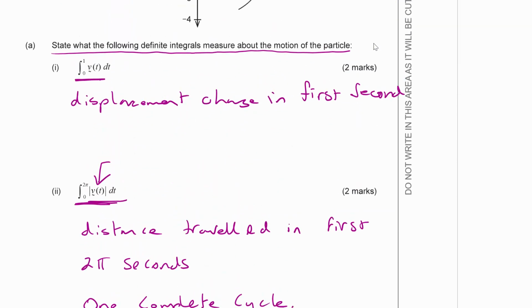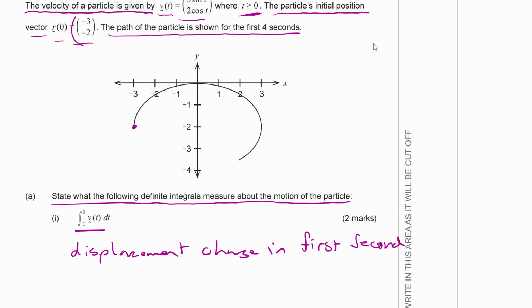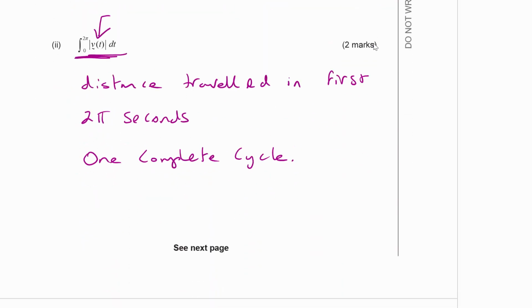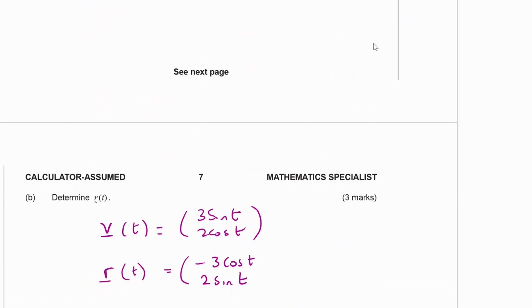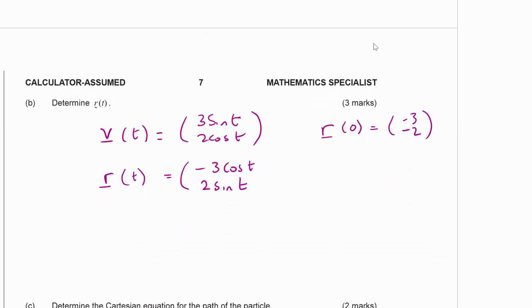We know the initial position was at (-3, -2), so r of 0 was (-3, -2). Now when t is 0, -3 cos t is -3, so we don't need to add a constant. But sine of 0 is 0, so we're going to need to put -2 here, so that r of 0 is (-3, -2).